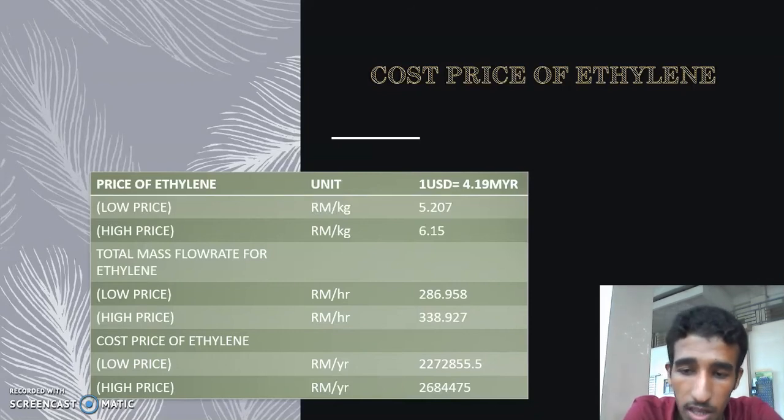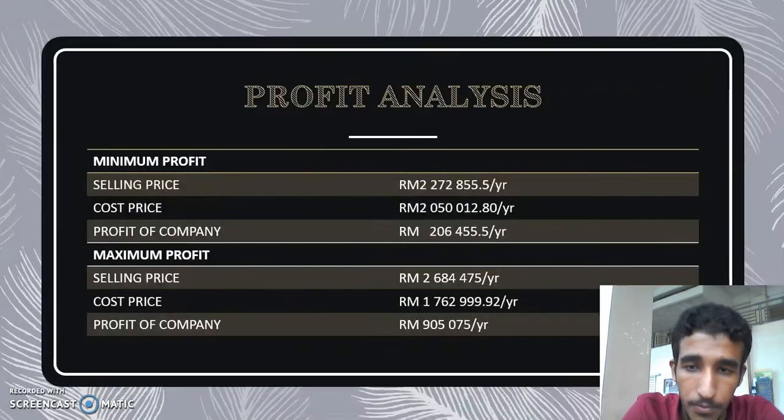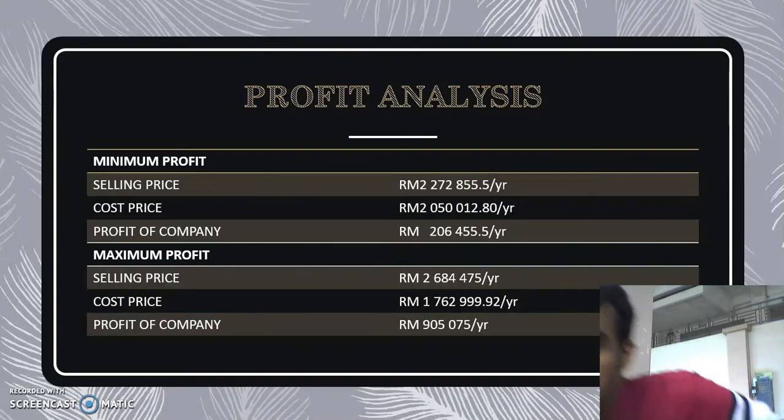So the cost price of ethylene would be, at the lowest price, 2,200 something ringgit per year, and the highest price is 2,600 ringgit per year.